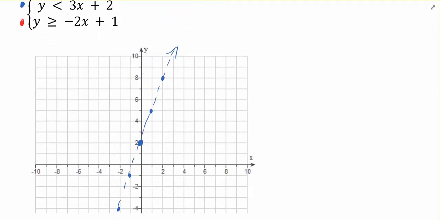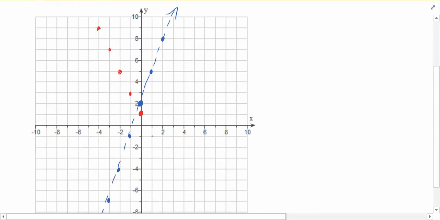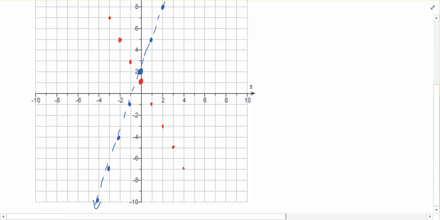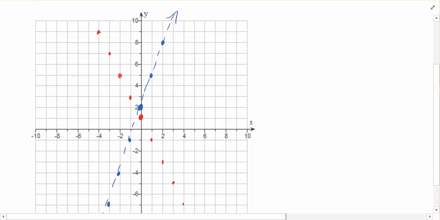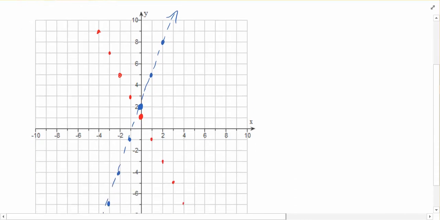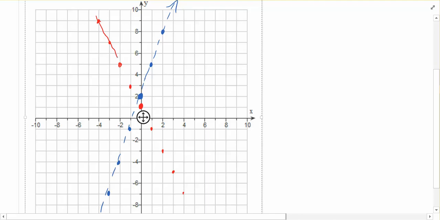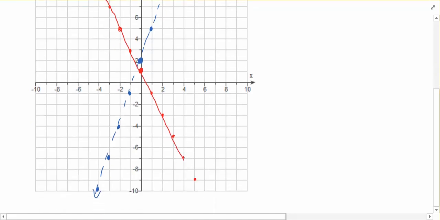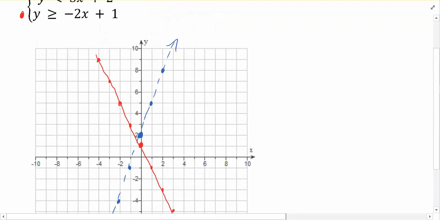Let's go ahead and graph our red line. That one had a y-intercept of 1 and a slope of -2, meaning I go up 2 left 1, up 2 left 1, or I can go down 2 right 1, down 2 right 1. Now this one does have an or equal to in it, so we're going to do a solid line for this one. So I'm going to do my best job of doing a solid line that's pretty straight, I hope. It's got a little wiggle to it. That's okay.